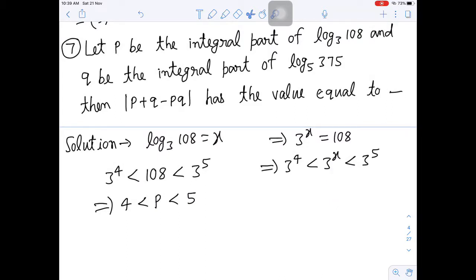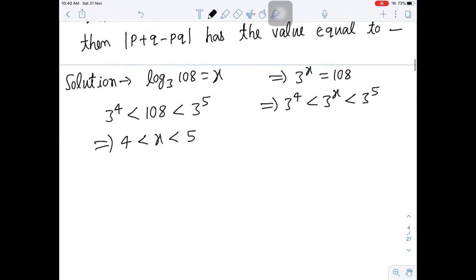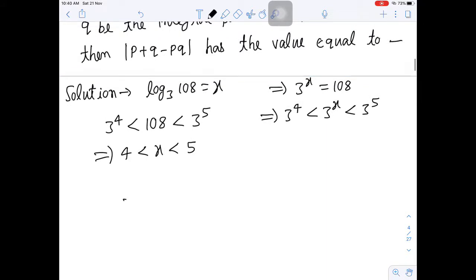So we got x between 4 and 5. Whenever there is a number between 4 and 5, you have to find the greatest integer function of that. So the greatest integer function of a number between 4 and 5, you will always go for the previous integer. Which is the previous integer of x? It is 4. So the greatest integer function of x, which is p here, is nothing but 4.